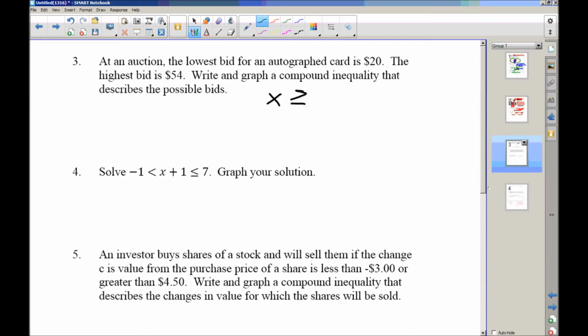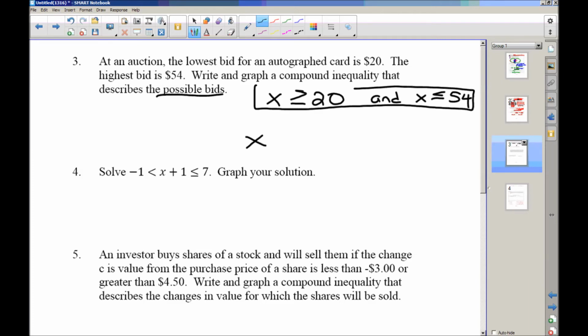Okay, so that means the bid has to at least been greater than or equal to 20. And the highest the bid ever went was $54. So x must be less than or equal to 54. So the winning bid was 54. So all the bids must have been smaller than 54. Now, we don't know if every number was bid in between, but we're supposed to write one that describes all the possible bids. So this is fine for an answer, but I like to write my ands as one statement.